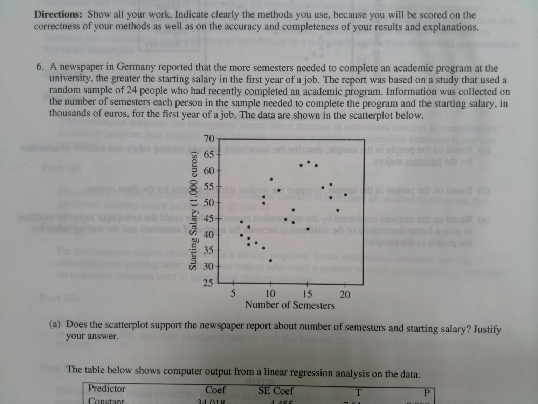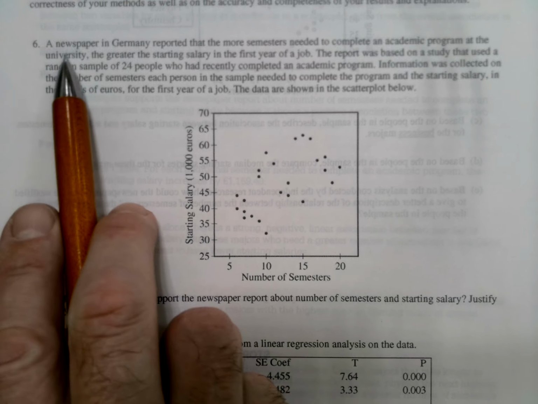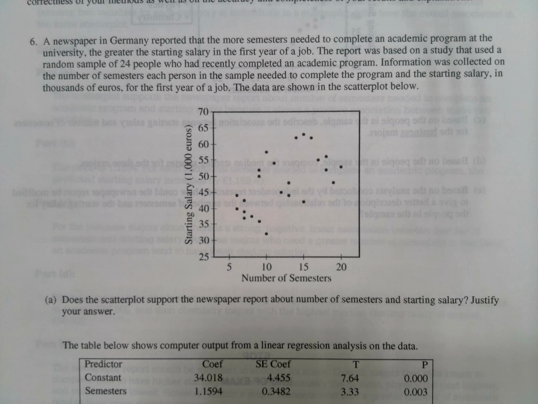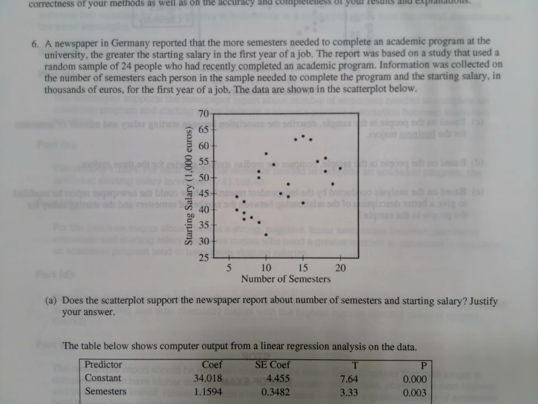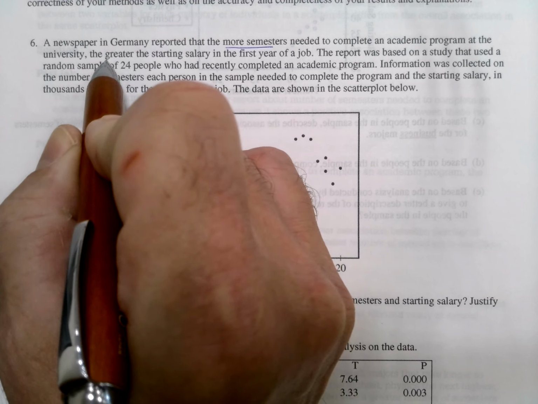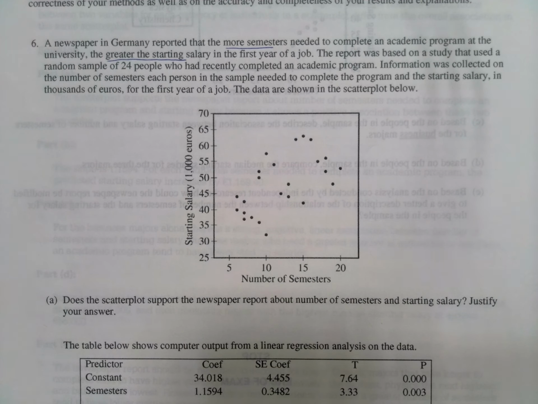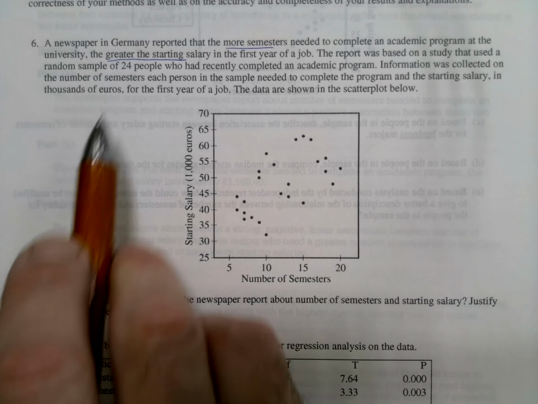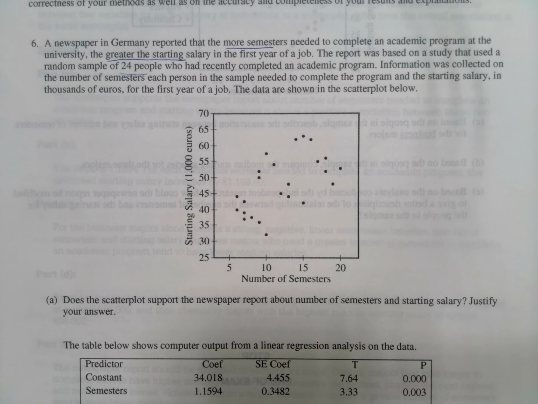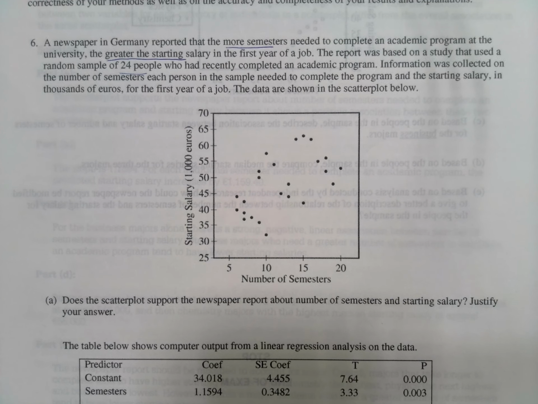We have a scatter plot here, and a newspaper in Germany is reporting that the more semesters needed to complete an academic program at a university, the greater the starting salary. So more semesters means greater starting salary. That's what the newspaper is reporting, on the first year of a job. The report was based on a study that used 24 people. We got 24 data points in here who had recently completed an academic program.